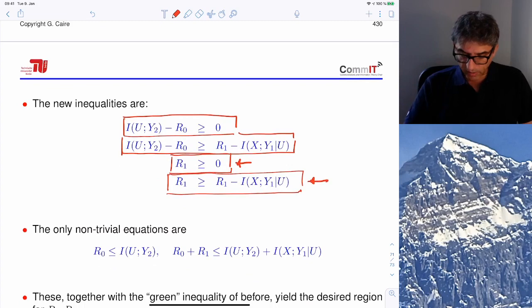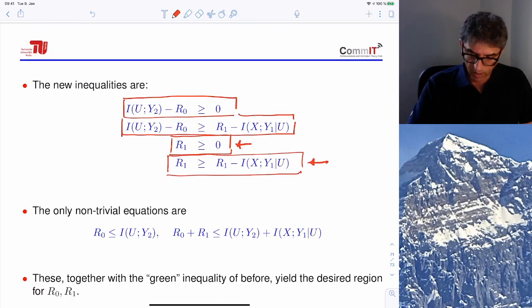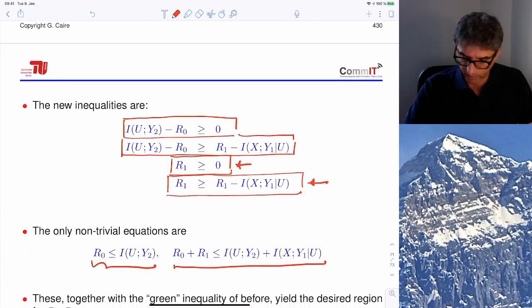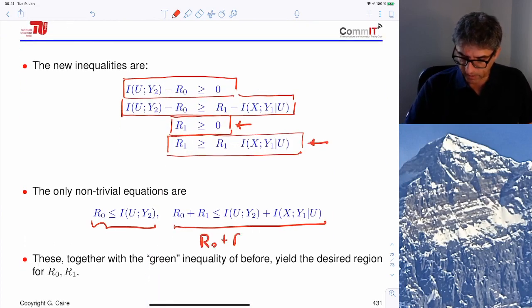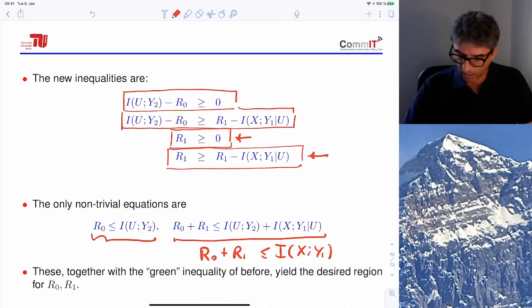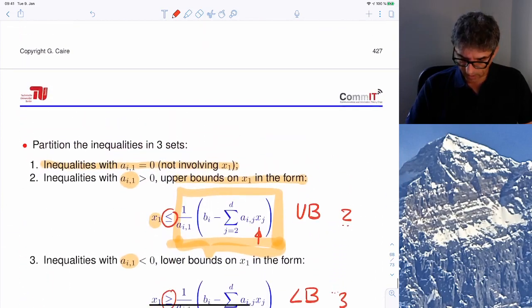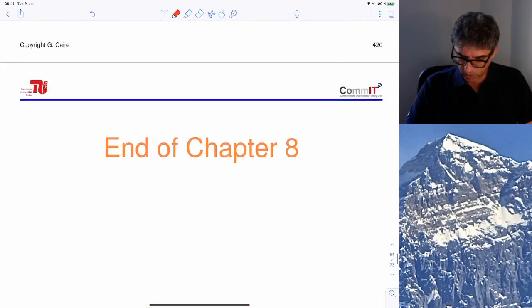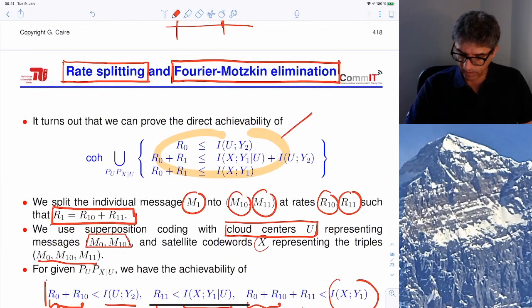So at the end, the only relevant inequalities that remain after elimination are the first and the second. By simply rearranging terms, we get R0 plus R1 less or equal than this. And in addition, we also have the third inequality: R0 plus R1 less or equal than the mutual information between X and Y1, which was this one. Now if you take these three inequalities that involve only R0 and R1, we have exactly the region that we wanted to show to be achievable, which is, where is it? Is here. We have exactly this region.